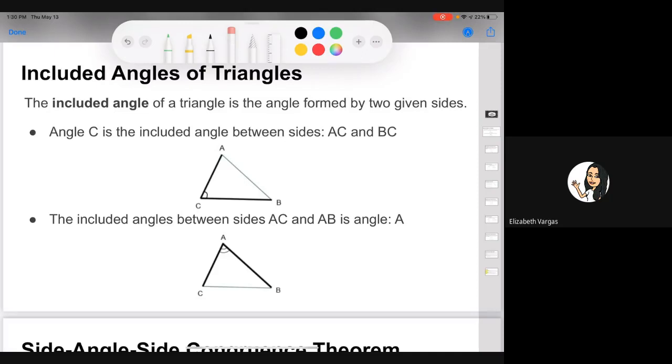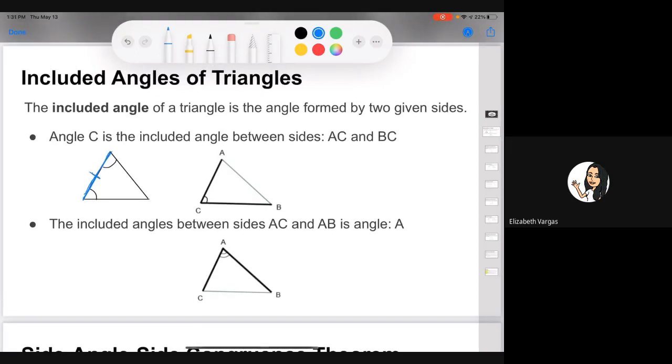An included side, on the other hand, is going to be whenever you have two angles. So you have this angle and this angle. The side that's in between them, this side right here, would be your included side. So basically, the side that is part of those two angles. Okay. So that is included side.